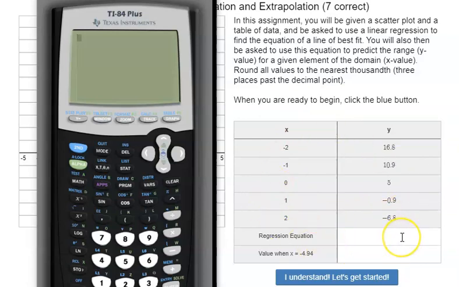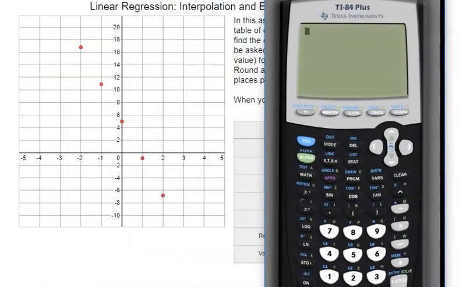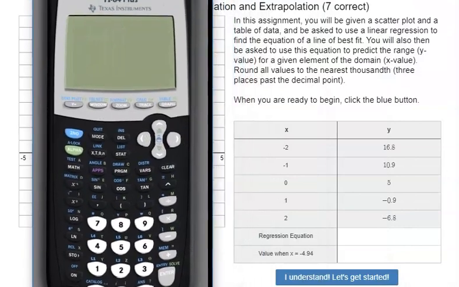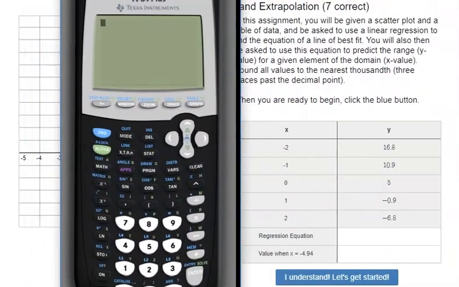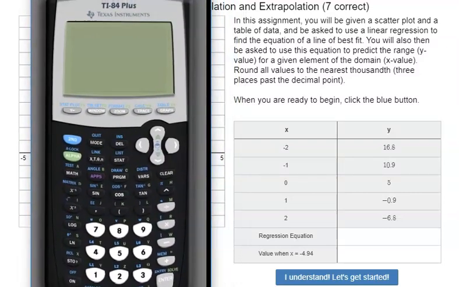will be asked to use that line of best fit that you found to find the y value, that is the range value, when x is equal to negative 4.94 in this case, and it will be different for each problem. But what we are doing is using our line of best fit to make a prediction about the y value when the x value is this. And hidden by my calculator over here, you also have a graph of this data. When you type in your regression equation, that equation will be graphed on there so that you can verify that your equation matches your data.